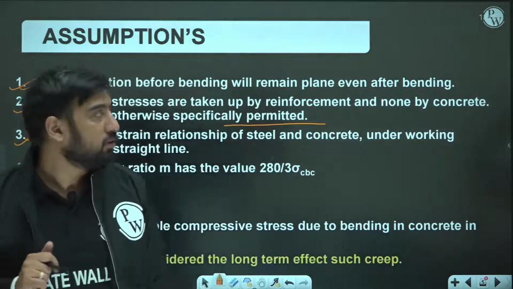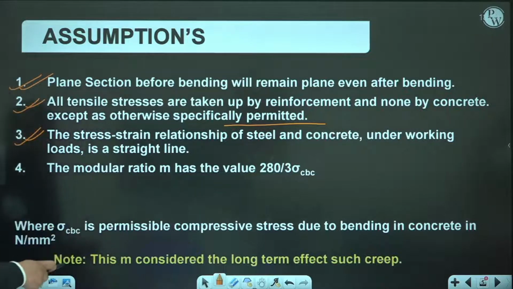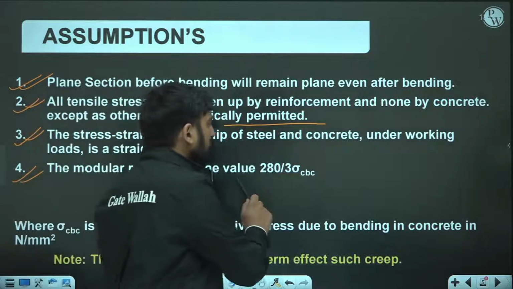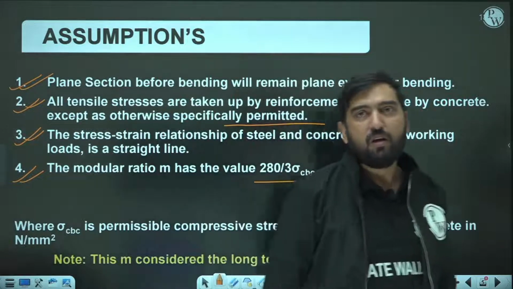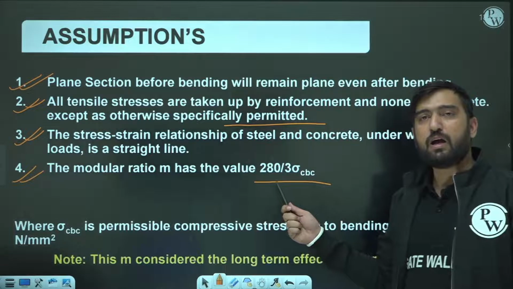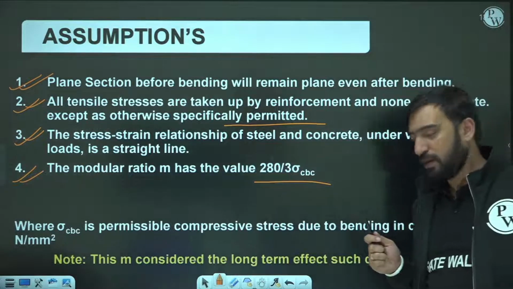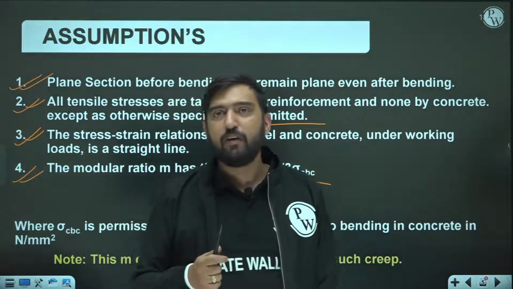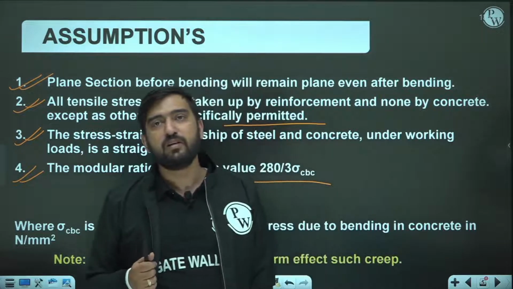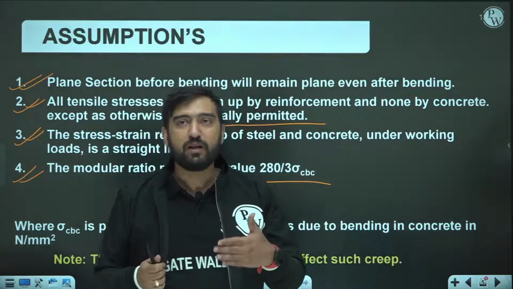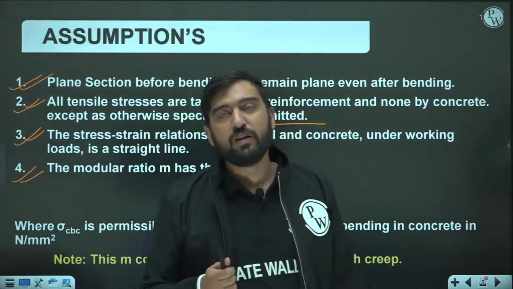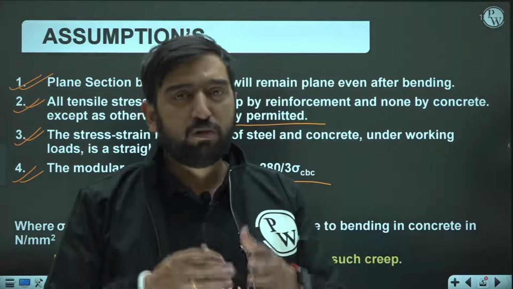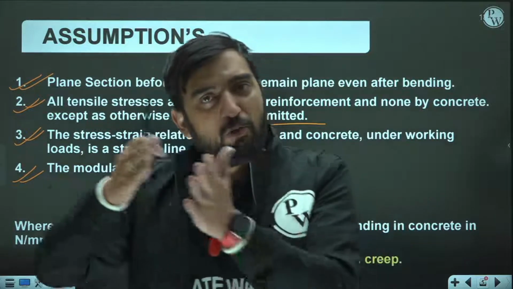Next is the modular ratio m, which has a value of 280 upon 3 sigma_cbc. After this I am going to take up the modular ratio only. But what is the modular ratio? The modular ratio is like a conversion factor. If you are dealing with a section in which more than one material is involved, then to make your analysis easy you can simply convert one material into another material.